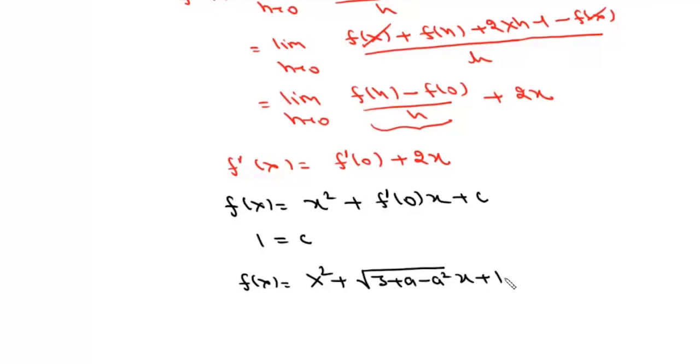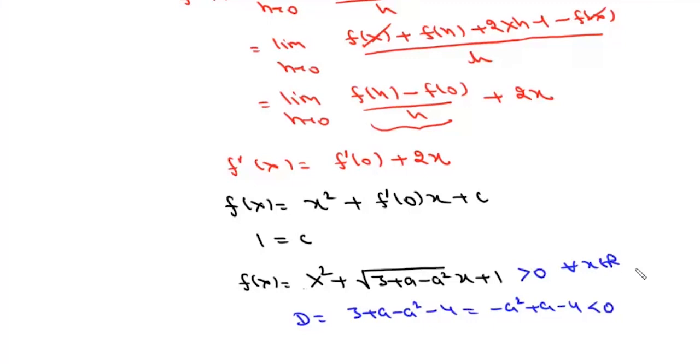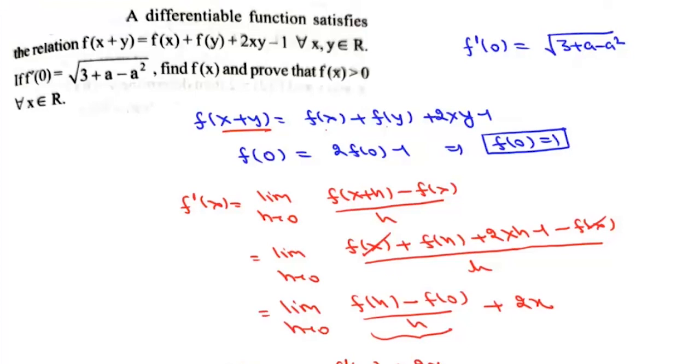Now we need to show that this function is positive for all x belongs to R. Now basically it's a quadratic equation. Now if we write its discriminant, it will be b square, which is 3 plus a minus a square, and then minus 4ac, so there will be minus 4. Now we can write this as minus a square plus a minus 4, and this is always negative. And when D is less than 0 and the coefficient of x square is positive, that means this f(x) is greater than 0 for all x belongs to R. And this is what we need to prove in this question.